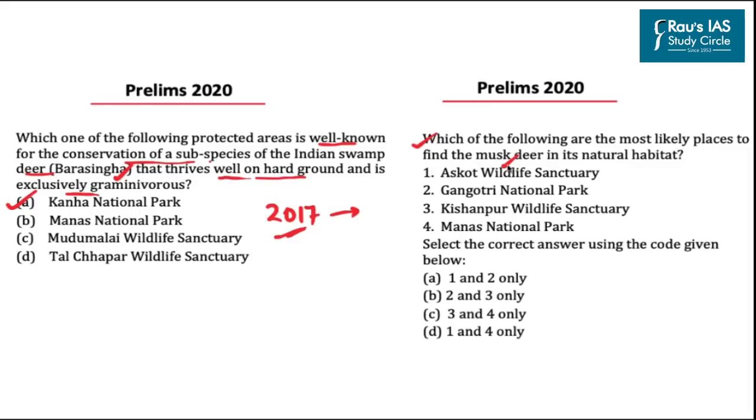Let's now move on to the next question, which is: which of the following are the most likely places to find musk deer in its natural habitat? Now, this I must admit is not a very straightforward question, rather a difficult one, because first and foremost, that distribution of musk deer might be remembered.